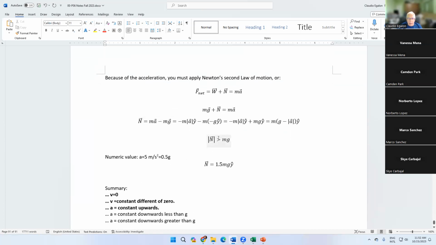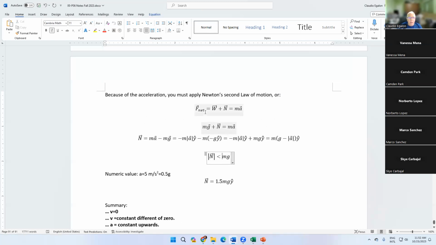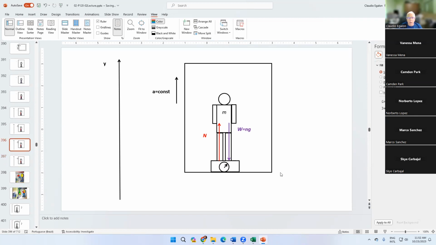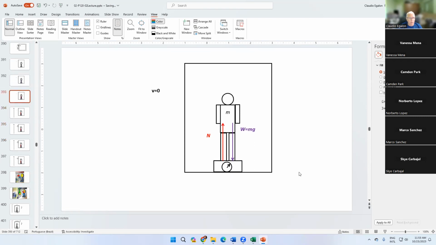Because a is less than g, now your normal is going to be less than mg, greater than 0, right? And less than mg. You're going to feel lighter, yeah? And that really happens. Okay, so let's see. This indicator here is going to be a little bit this way. This other indicator is going to be a little bit on the heavy side. This other indicator is going to be in the normal direction, in the correct weight.